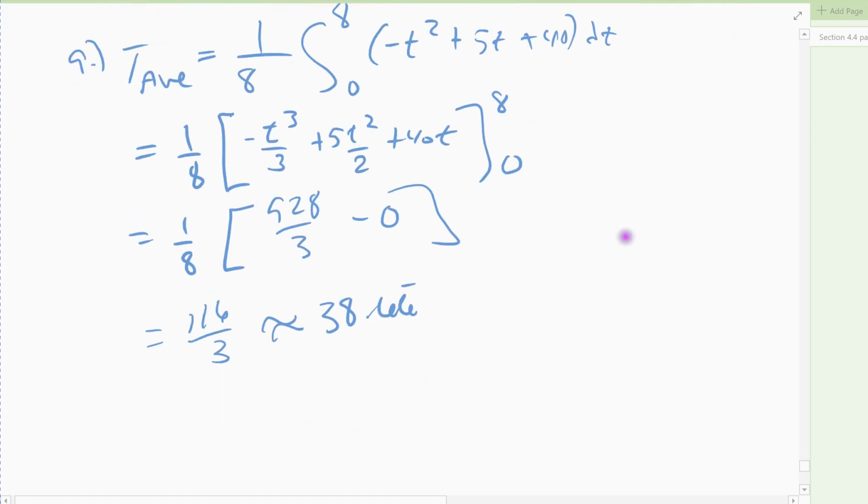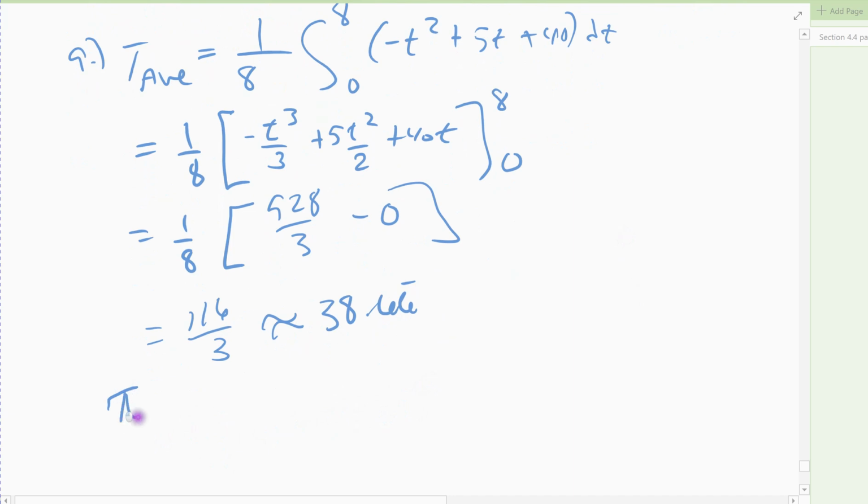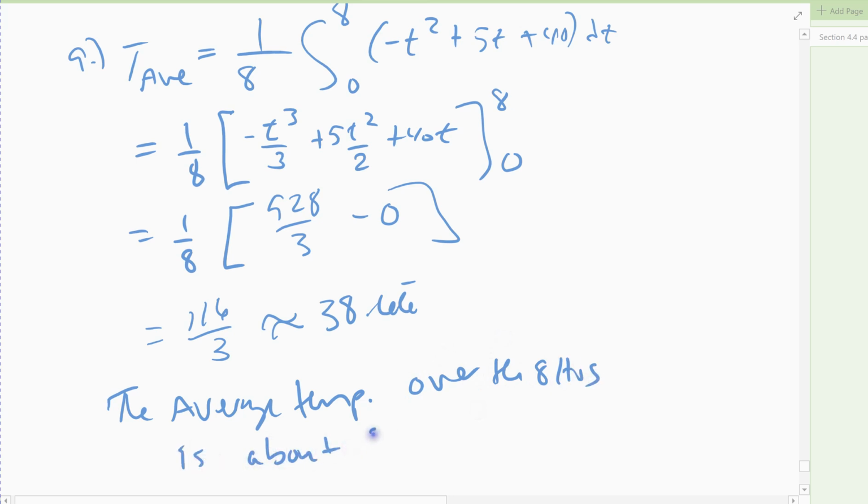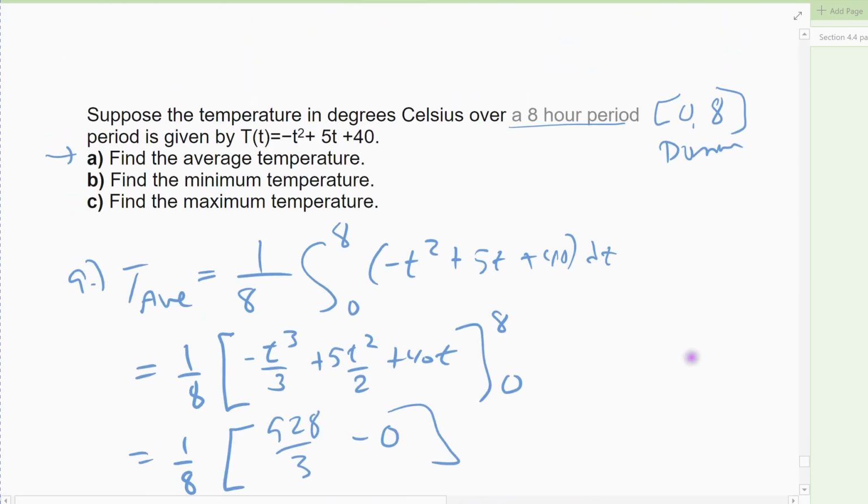is the average temperature. So the average temp over the 8-hour period is about, since I am going to end up rounding, 38.67 degrees Celsius. Sometimes it might be higher than that, sometimes it might be lower than that. That's its average. So that's the new part.